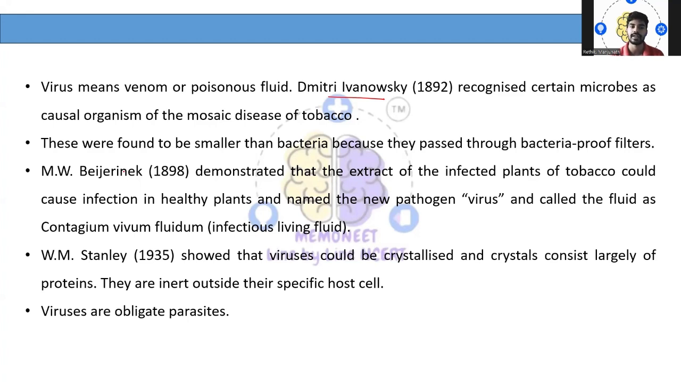Later on, Stanley in 1935 showed the structure of the virus through crystallization, and the crystals normally consist largely of proteins. They are inert outside their specific host cell, so they become inactive outside the host cell, and once they get into their specific host cell, they become active. So they are basically obligate parasites.